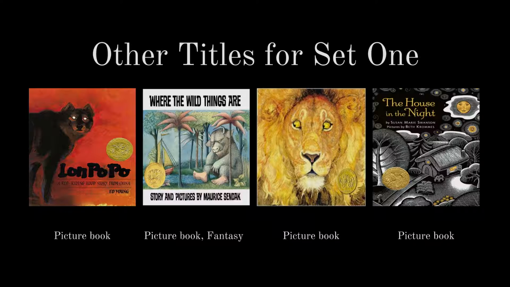The other 4 books that I read for this set are Lon Popo, Where the Wild Things Are, The Lion and the Mouse, and The House in the Night.